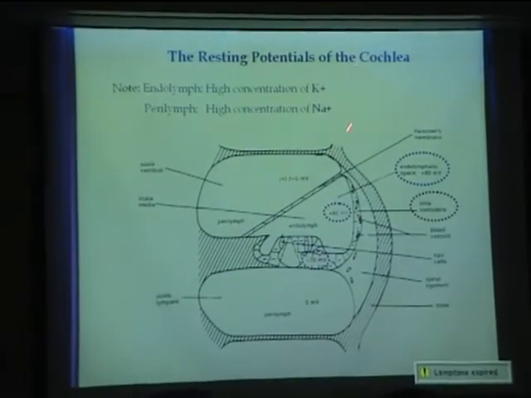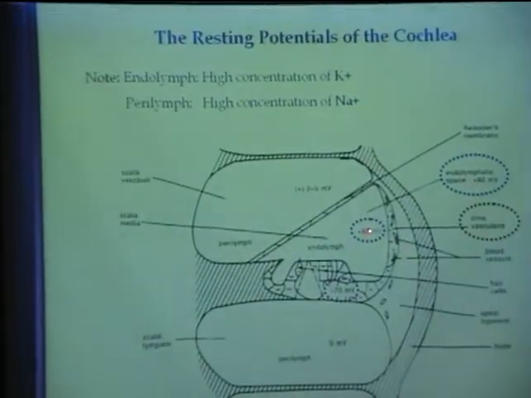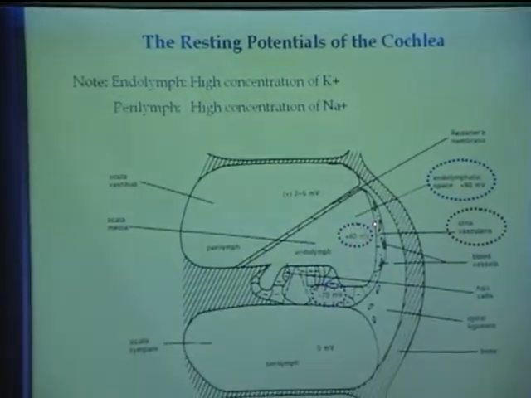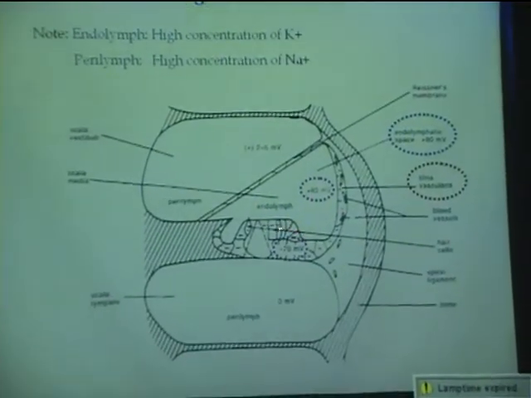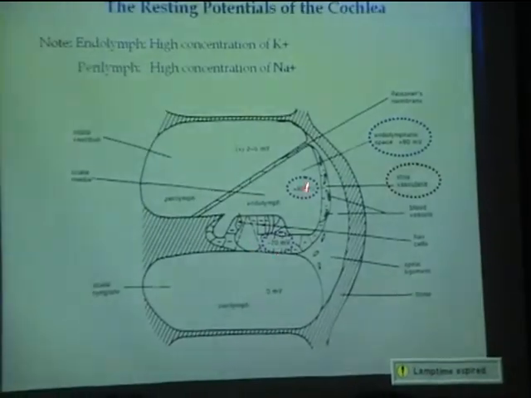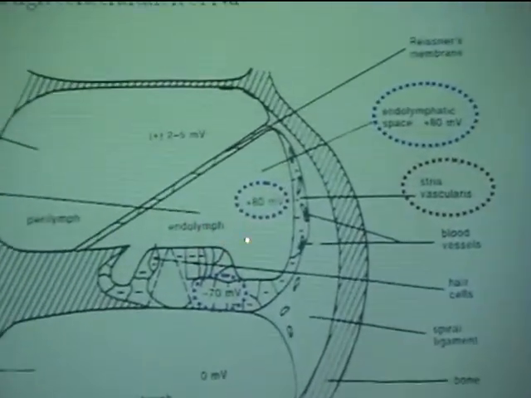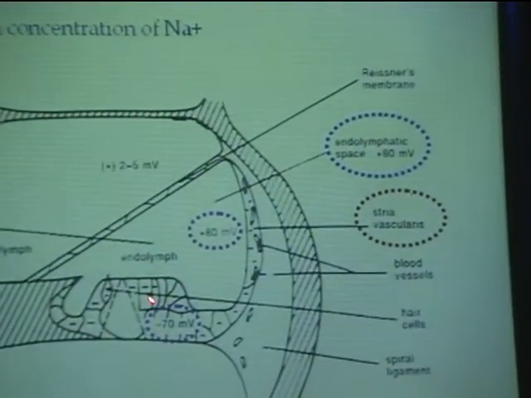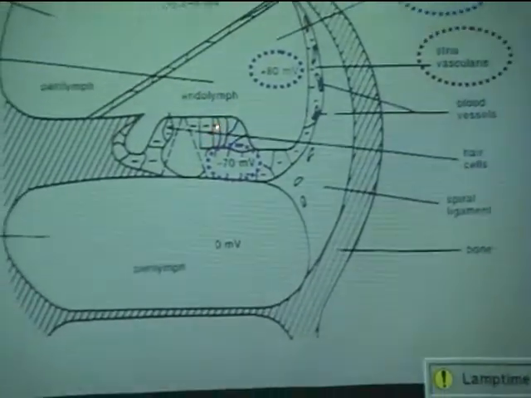Another very important thing about the cochlea is the potentials of the cochlea. The endolymph is very high in potassium. It has a positive charge of about 80 millivolts, which is probably the highest positive charge in any cell in the body. And inside the hair cells here, you have a minus 70 millivolts charge, so the potential difference across the surface is about plus 150 millivolts, which is the highest potential difference anywhere in the human body. And it is this potential difference that keeps the ear going.